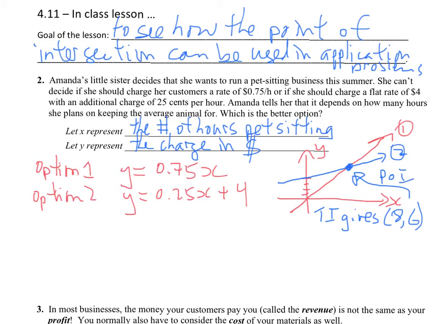So we can say, if she sits... Why don't they just say Amanda's little sister's name? I know, wouldn't that have been nice? We should go back and change that.